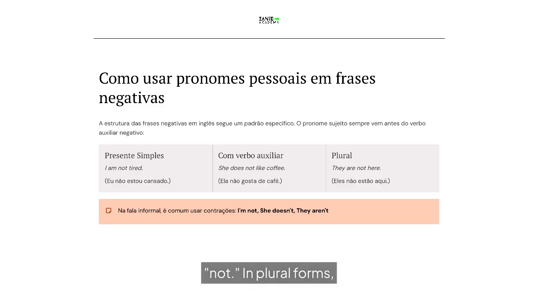In plural forms, the structure remains the same. For instance, "They are not here" indicates that a group of people is absent from a location. Here, they is the subject pronoun, and are not clearly communicates their absence.